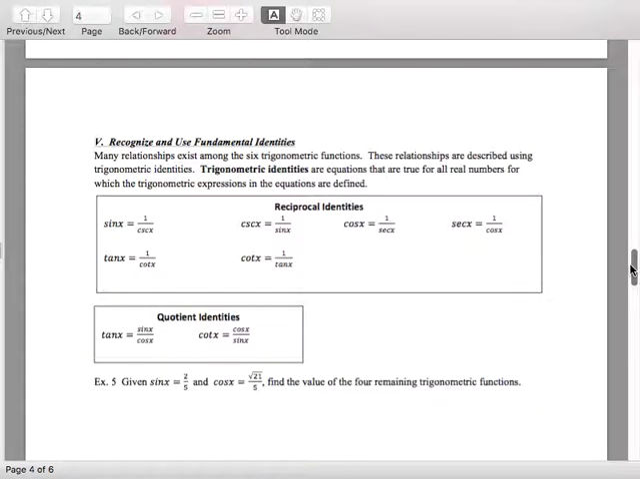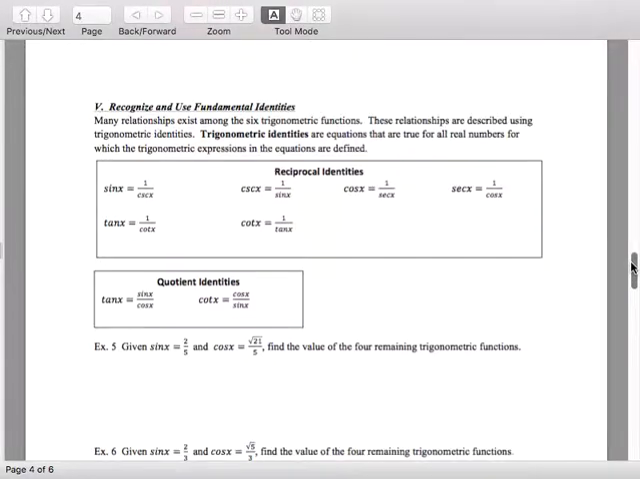The sine is the reciprocal with cosecant. Cosecant is reciprocal with sine. Cosine is reciprocal with secant. Secant is reciprocal with cosine. Tangent is reciprocal with cotangent. Cotangent is reciprocal with tangent. The quotient identities, tangent is sine over cosine, and cotangent is cosine over sine. So let's look at example 5.